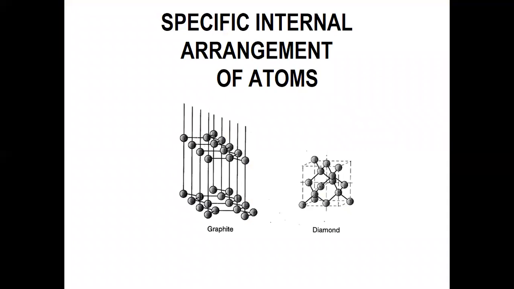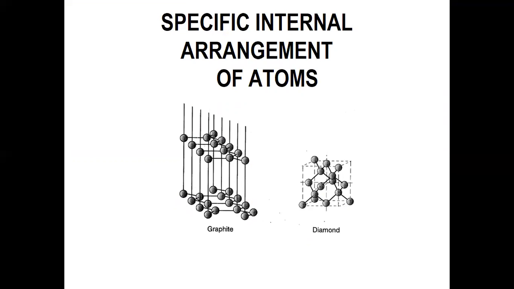Okay. So you have here an example of graphite versus diamond. And graphite and diamond are actually made of the same, they have the same composition. They're both made of carbon. But if you look at the two, how they're built or the arrangement of the atoms is very different.